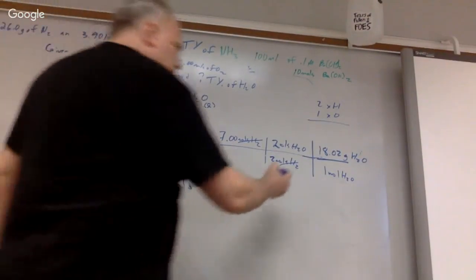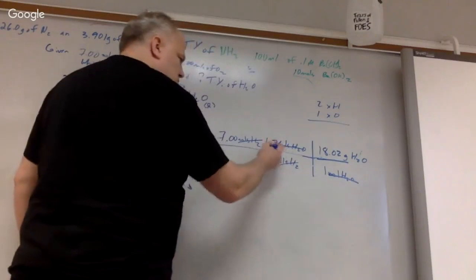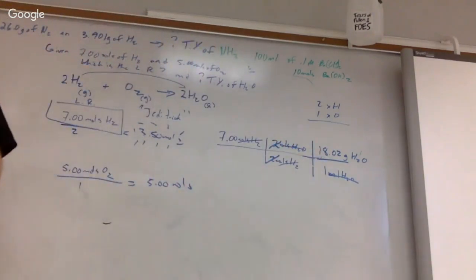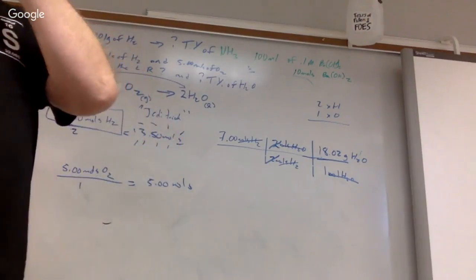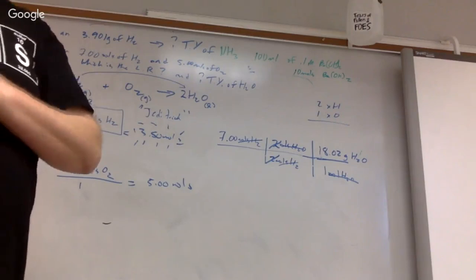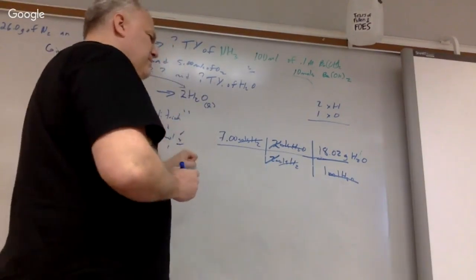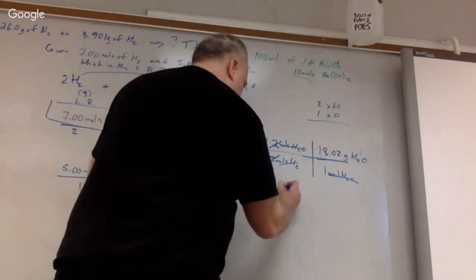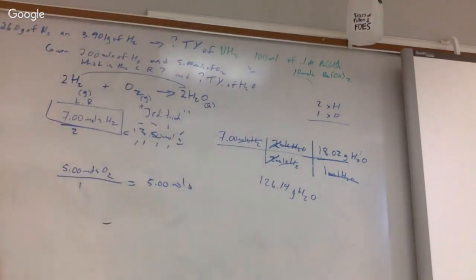That allows me to cancel my moles of H2O. And since my 2's cancel, wouldn't I just be multiplying 7 by 18.02? Can someone do that for me, please? Oh, sorry, so I was 7. Yeah, I was going to say that should be a much bigger number. 126.14. I think 18.02.